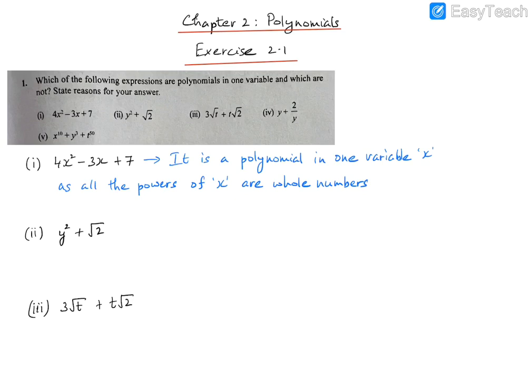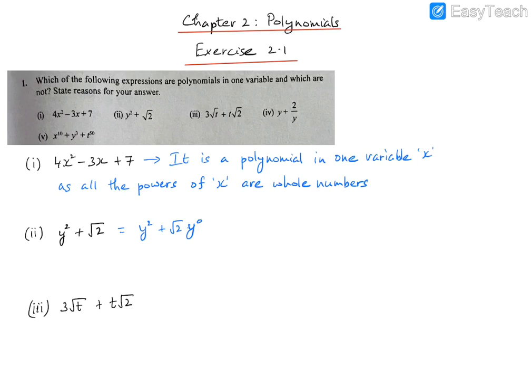The variable here is y, so the only variable present here is y, and the power of that variable is 2, which is a whole number. We have a root 2 here. Root 2 is 2 power half, but there is no y involved here, so it is the constant term. We can write that as y power 0. So we can write this expression as y squared plus root 2 times y power 0.